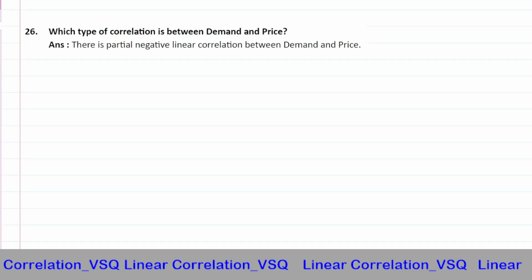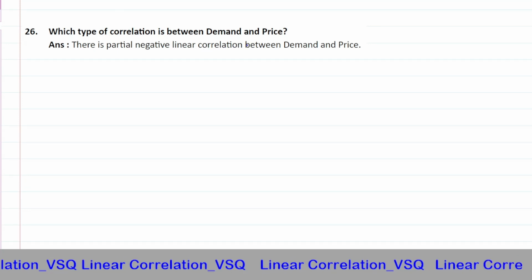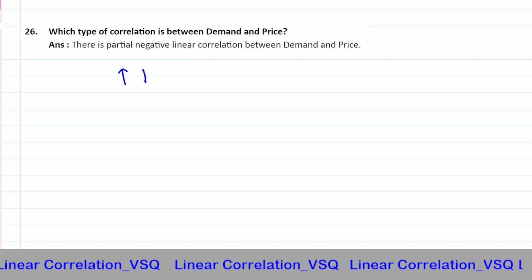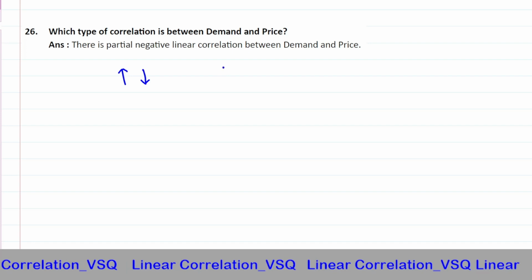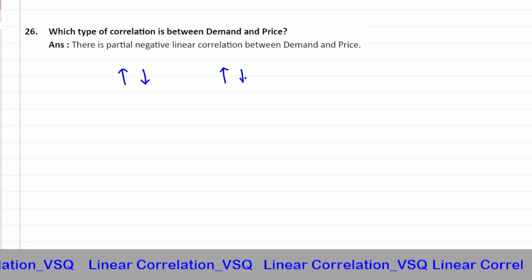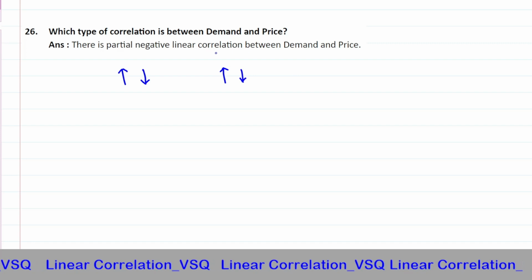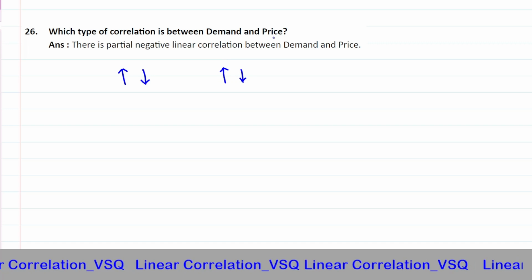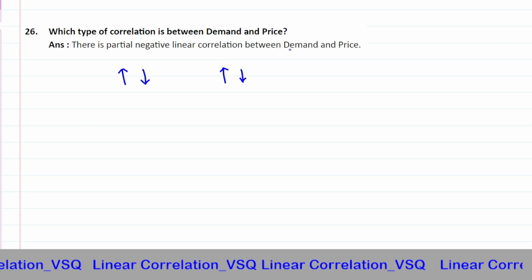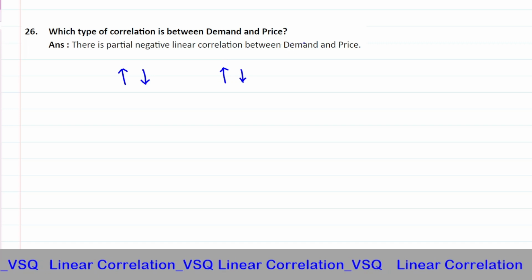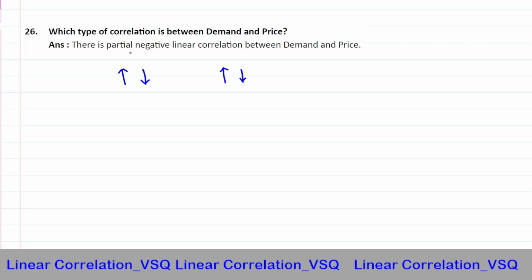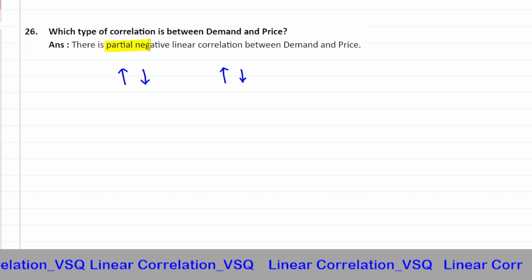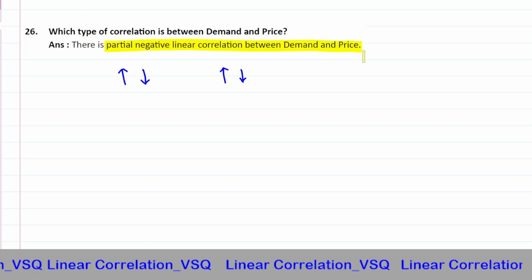Question 26. Which type of correlation is between demand and price? If the demand of a commodity increases, then price decreases, or if price increases, then demand decreases. That means there is negative correlation between the two variables. If the change in demand and price is in constant proportion, then there is perfect negative correlation, and in other cases it is partial negative correlation. So there is partial negative linear correlation between demand and price.